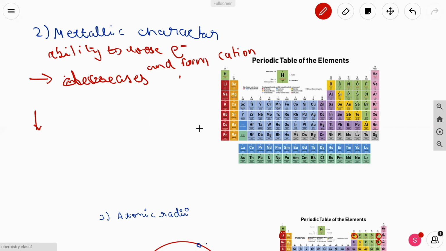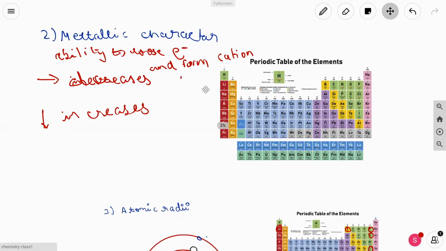we know that down a group, although the nuclear charge increases, the force on each electron is proportional to 1 by r square. So r square overcomes the Q increase, and there's a net decrease of force on the electrons. If there's a decrease of force on electrons, then it becomes easier to lose electrons. So down a group, the metallic character increases.